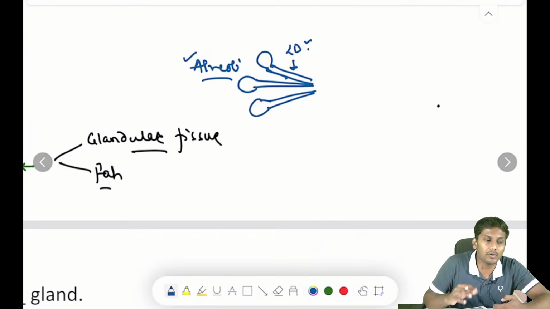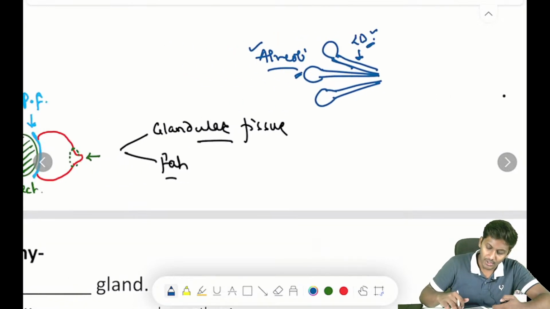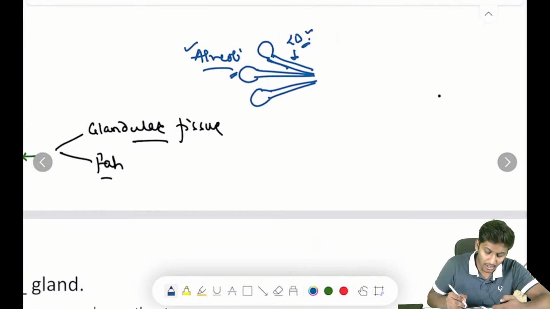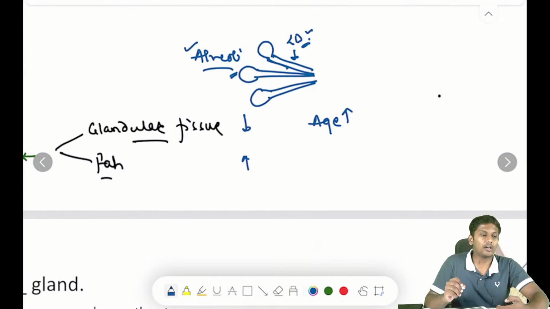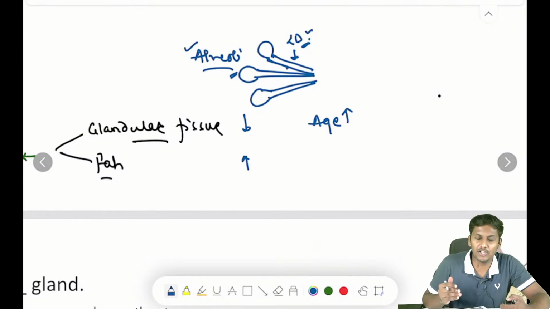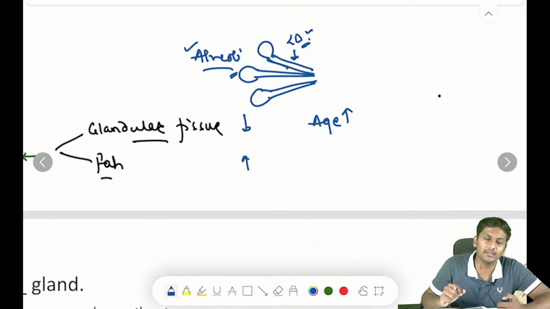Glandular tissue also has two components: one is the alveoli which produce the milk, and second are the lactiferous ducts which carry the milk. That's important. Now as age increases, what is going to happen? Please remember, as the age of the patient increases, the amount of glandular tissue in the breast is going to decrease and the amount of fat in the breast is going to increase.